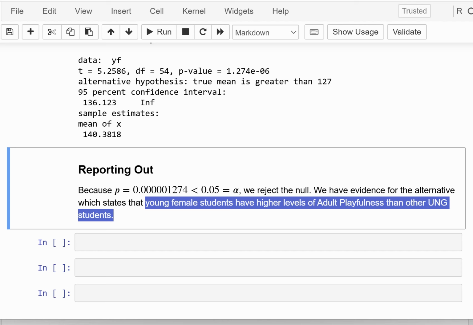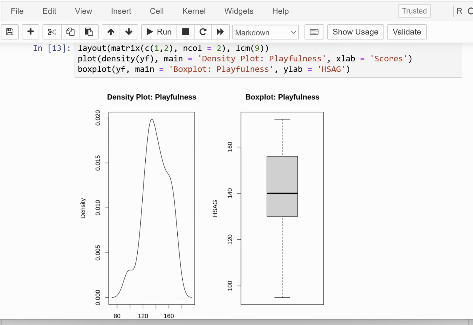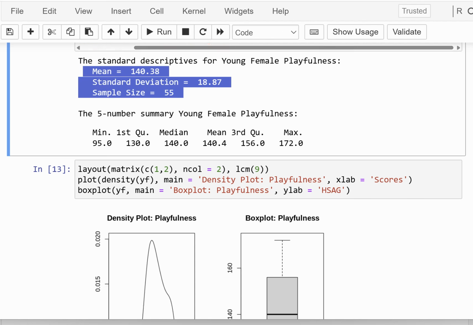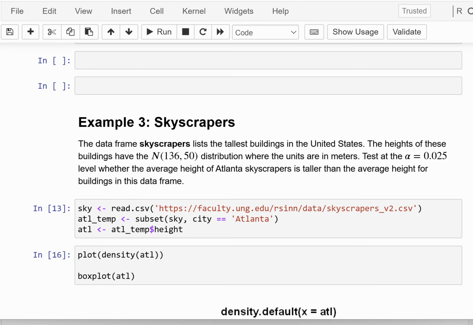Okay. Can we do this by hand? Yes, we could. I'm not going to, but again, we just put these values into the formula, crank through the formula, and we're golden.